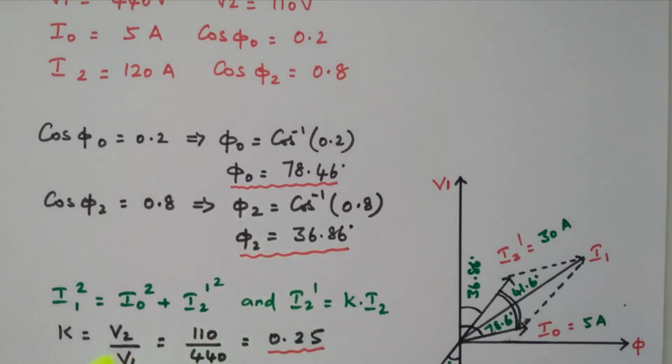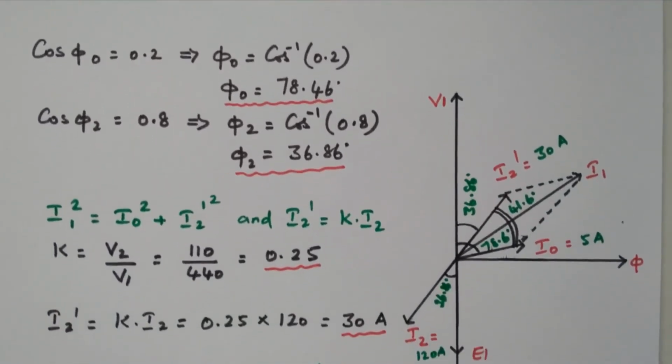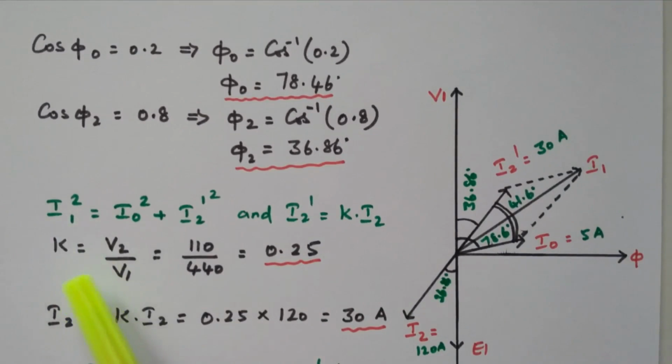Now we will see I1, the primary current. The question is we need to find the primary current. That is nothing but the vector sum of I naught and I2 dash. The vector sum of I naught and I2 dash is the current taken by the primary. This I2 dash can be calculated as K into I2. This I2 is given in the problem, right? So I2 dash equal to K into I2.